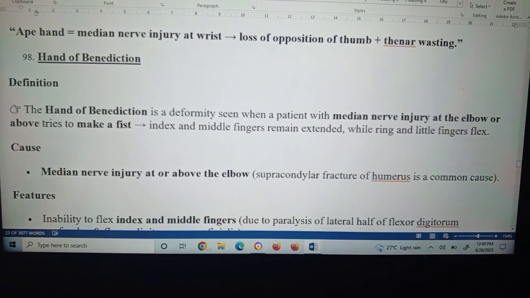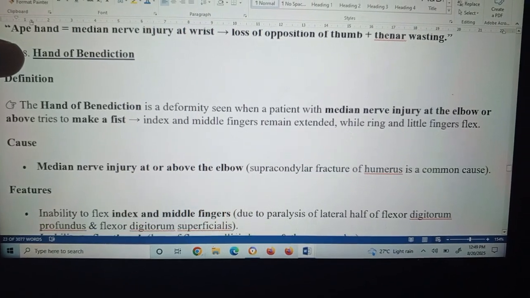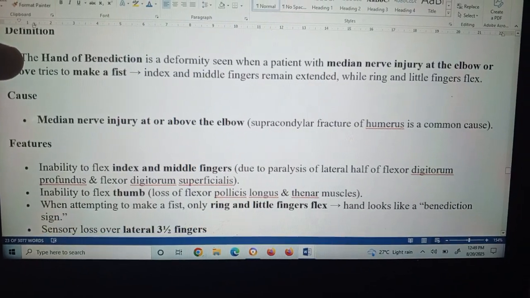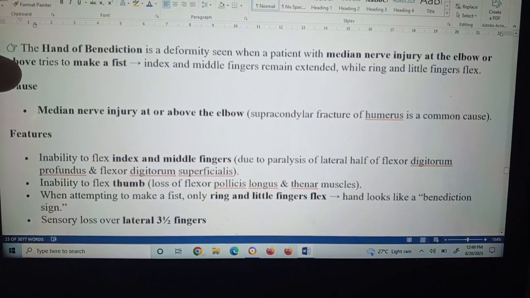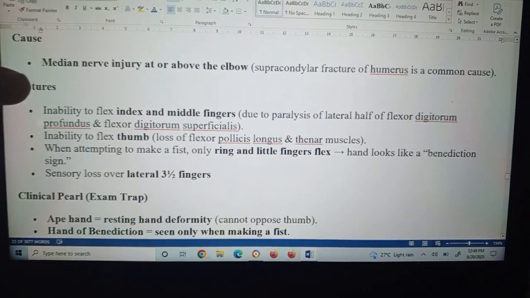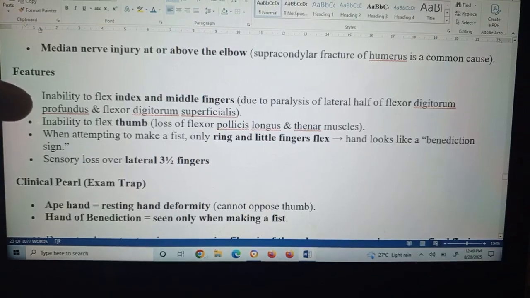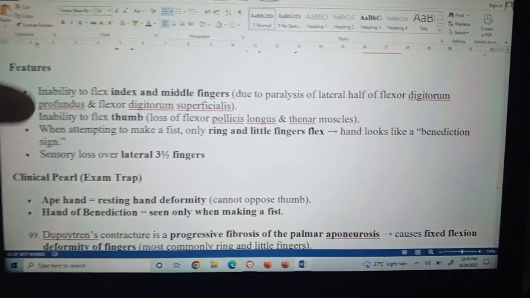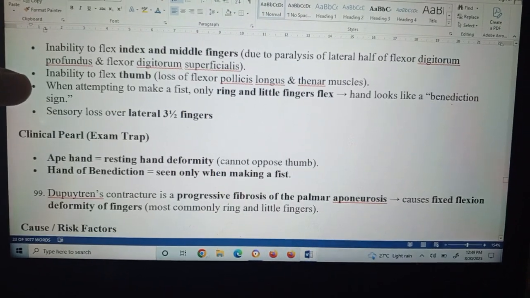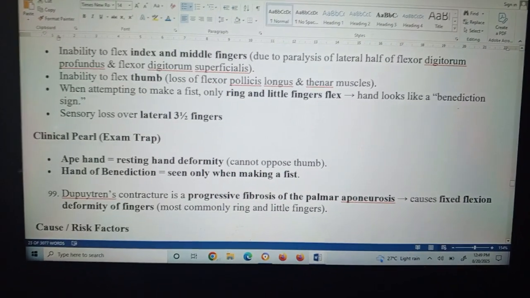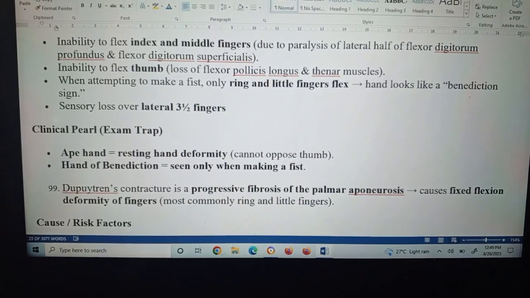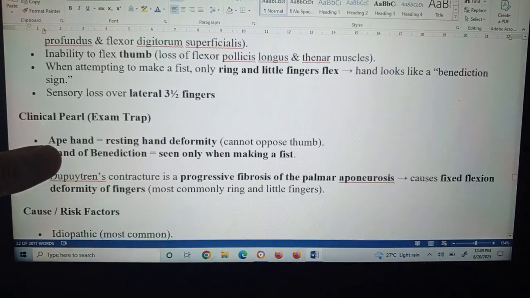Hand of benediction. Hand of benediction is a deformity seen when a patient with median nerve injury at the elbow or above tries to make a fist. Index and middle fingers remain extended while ring and little fingers flex. With median nerve injury at the elbow, there is inability to flex the index and middle fingers due to paralysis of the lateral half of the flexor digitorum profundus and flexor digitorum superficialis, and inability to flex the thumb due to loss of flexor pollicis longus and thenar muscles. While attempting to make a fist, only ring and little fingers flex. The hand looks like a benediction sign. Sensory loss over the lateral 3.5 fingers.